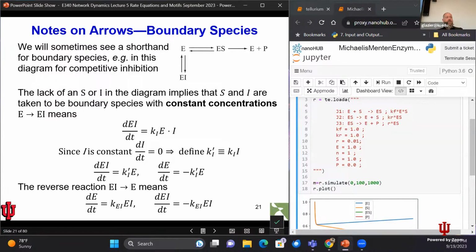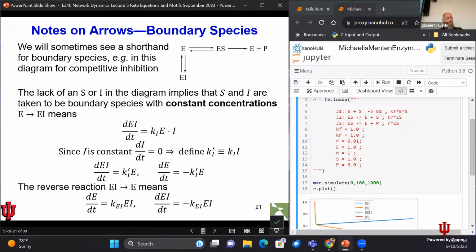And why is that? Because to produce P, I need the enzyme to bind to S. And as I add I, more and more of my enzyme gets attached to I and is not available to bind to S and to make the product. So basically I'm sequestering my enzyme. I'm hiding my enzyme away so it can't react. And that's called competitive inhibition. And that's a pretty common biological regulatory mechanism.